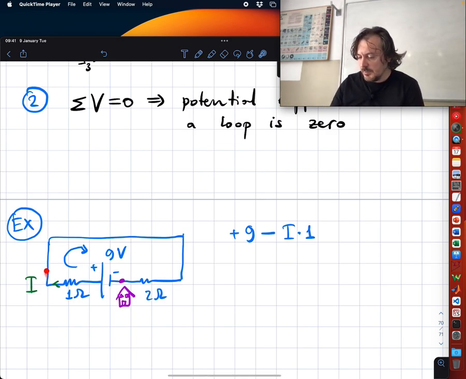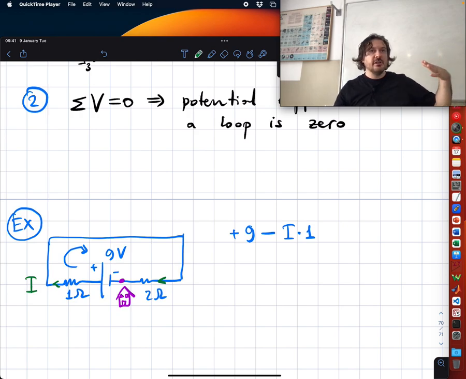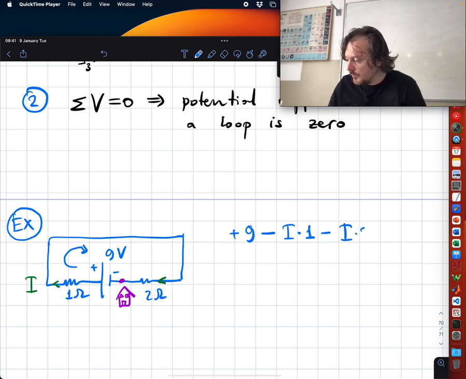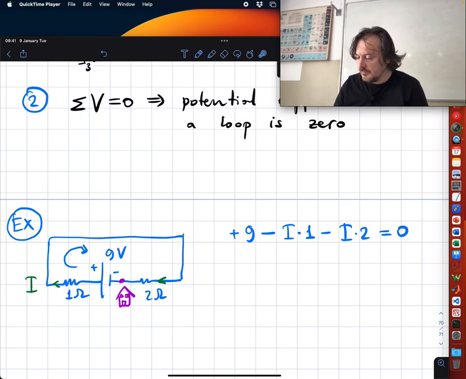Okay, keep moving, and I encounter another river flowing away from me. So the potential decreases one more time, right? So I have minus I times 2 equals 0. Equals 0, came back home. Do you see? It's that simple. Start from home, potential increases, decreases, back home, the total is 0.